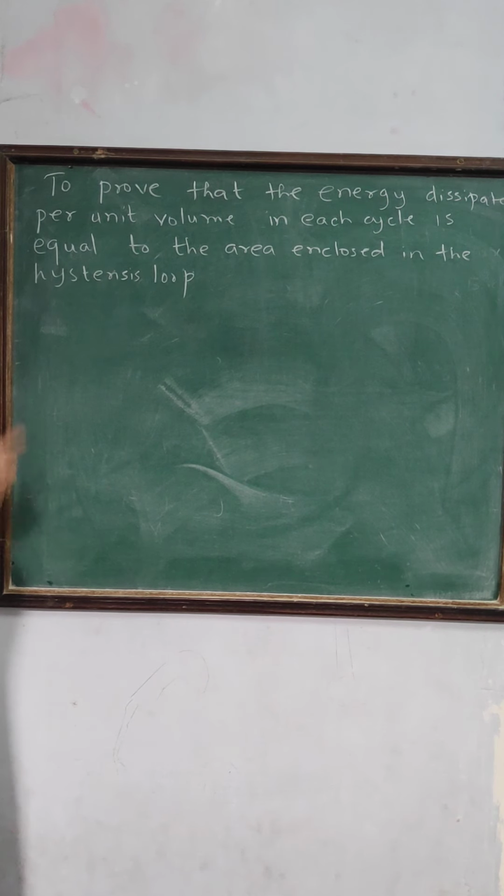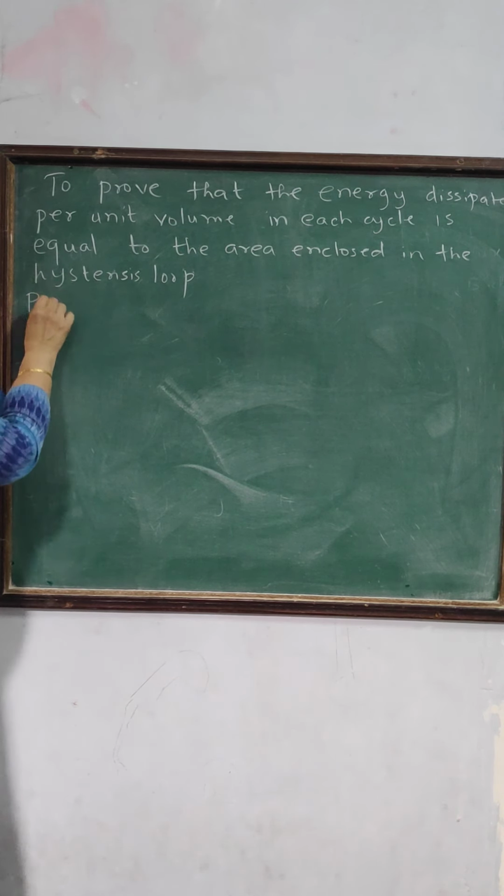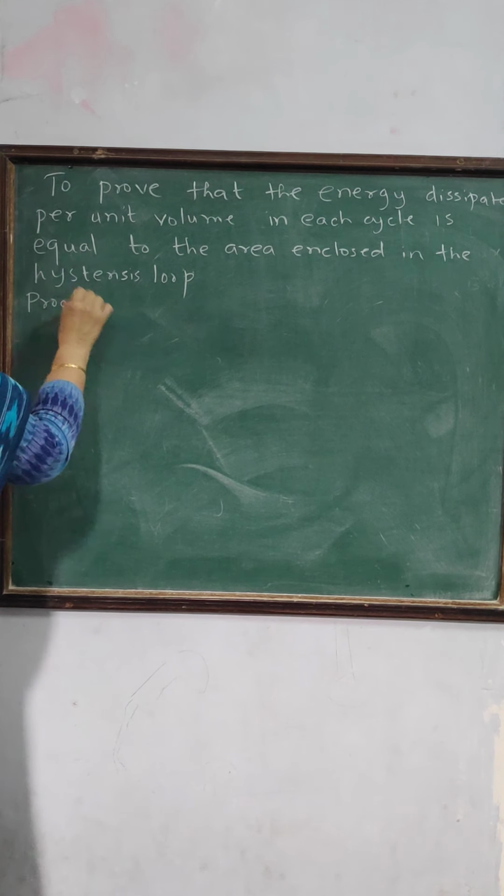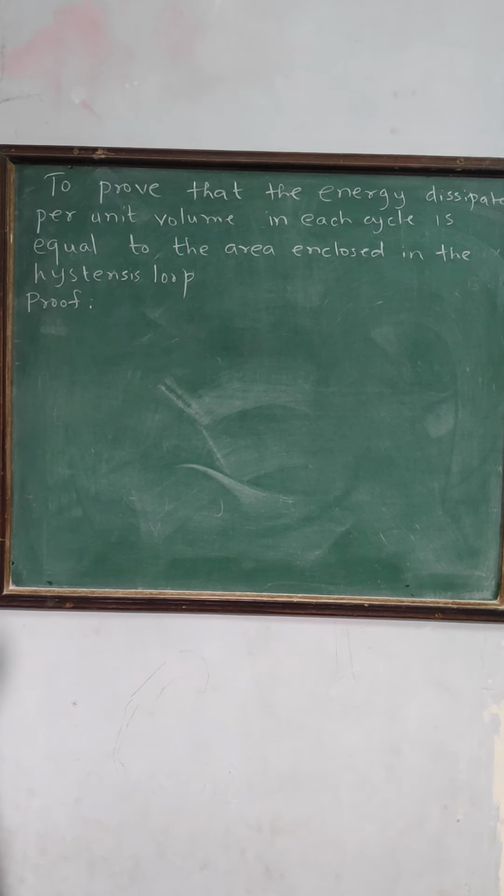Volume in each cycle is equal to the area enclosed in the hysteresis loop. So we have to study this proof. Let us now learn the proof.